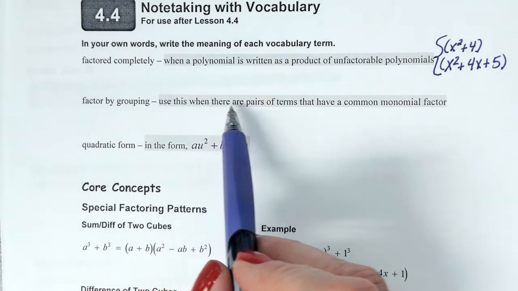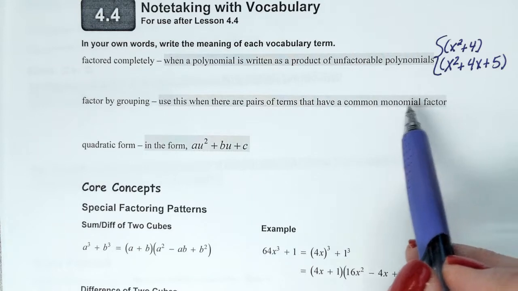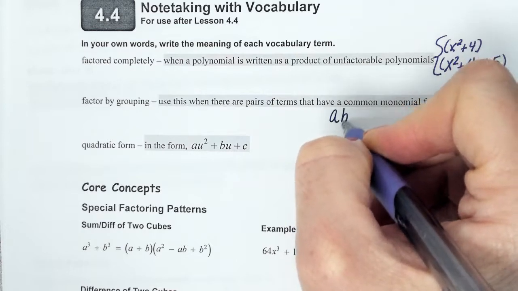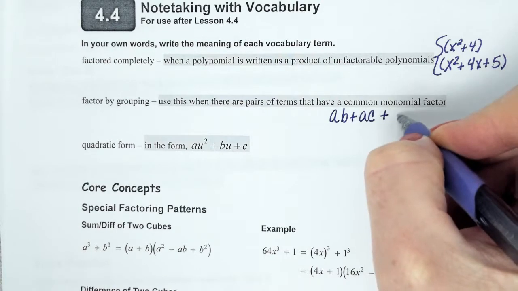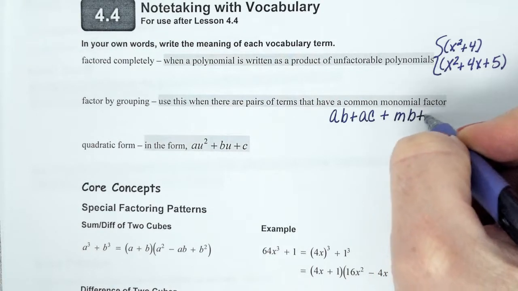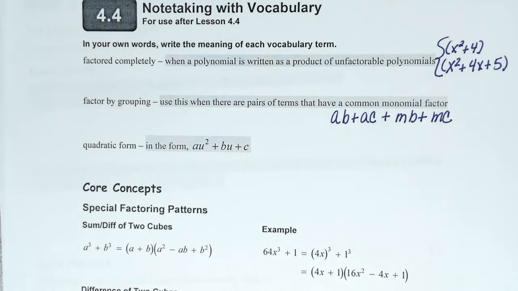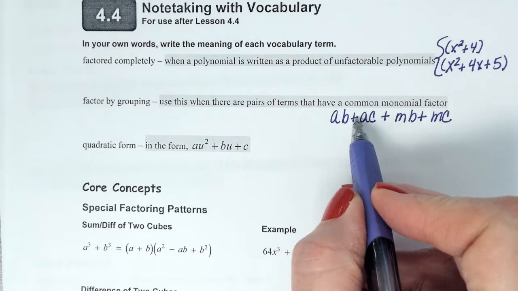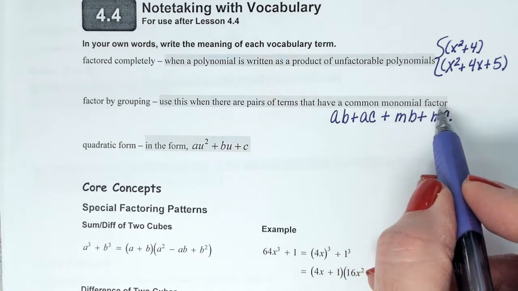The next thing we're going to look at is factoring by grouping. We're going to use this when there are pairs of terms that have a common monomial factor. I'm going to show you an example of this. This would be as if we have AB plus AC plus MB plus MC. So we use this method, factoring by grouping, when there are pairs, meaning two, of terms that are always separated with a plus or minus, that have a common monomial factor.